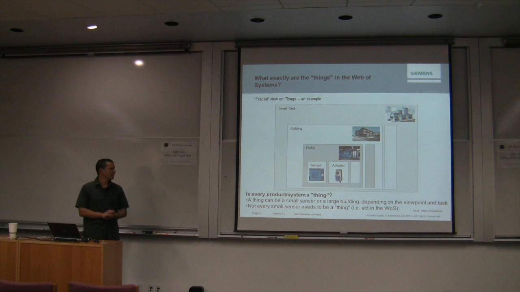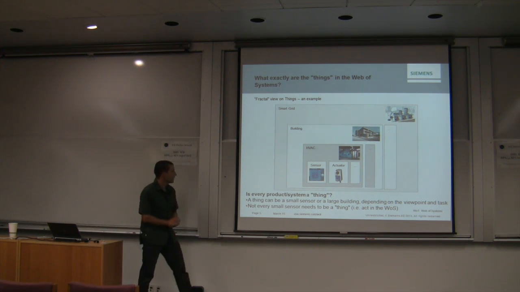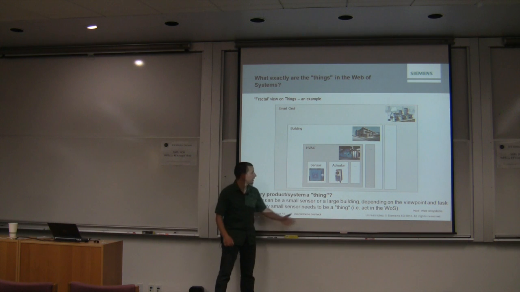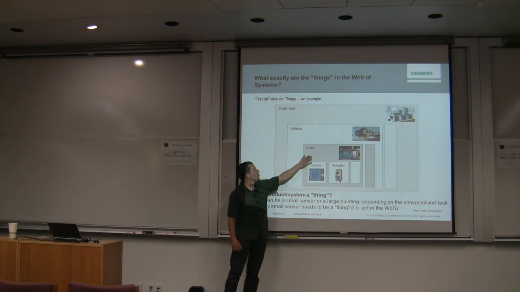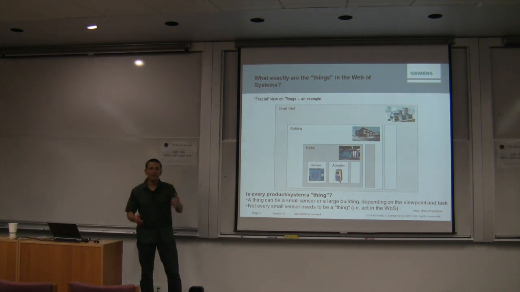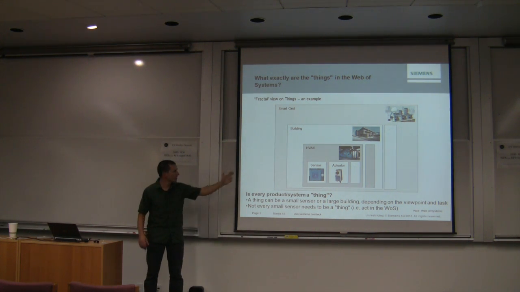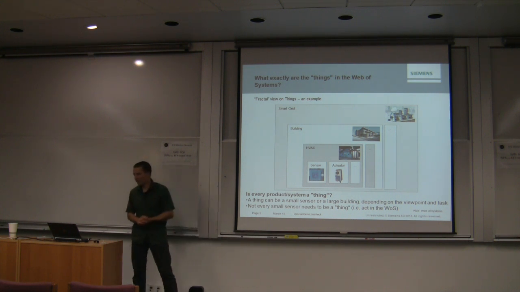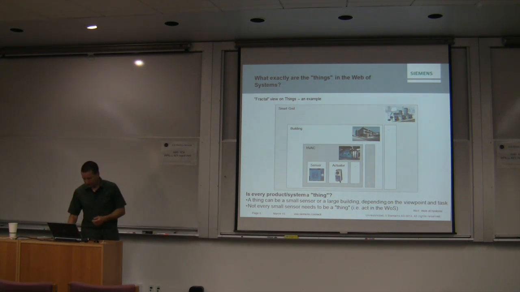Now, just quickly, if you talk about things like in the Siemens case, this means a cascade, a fractal view on the world, because the thing can be from a sensor to a machine to a building to an entire city in the end. So things are not just atomic things, but you can also have compounds and aggregates of that. So that's really depending on the domain we are looking at.